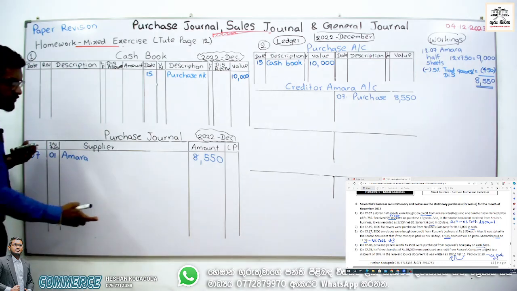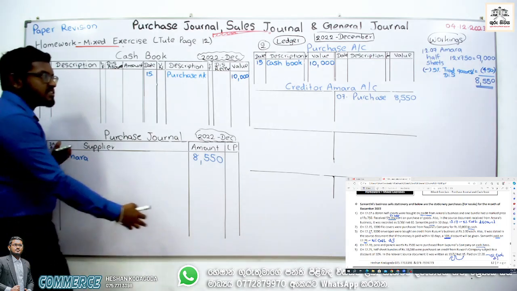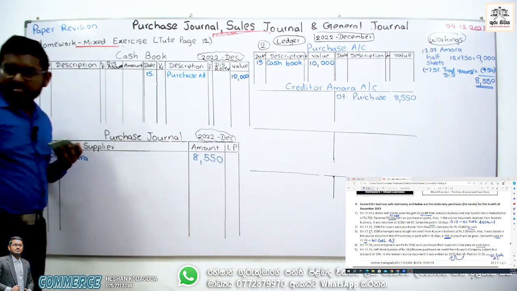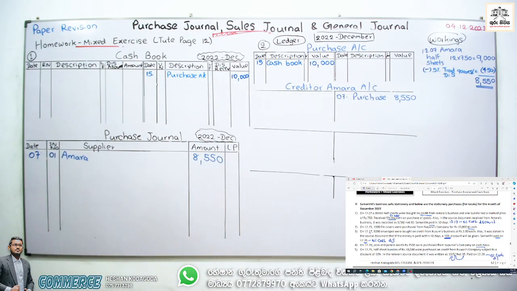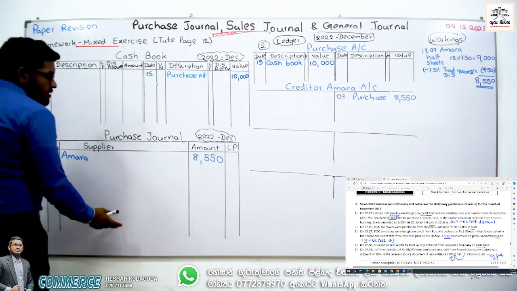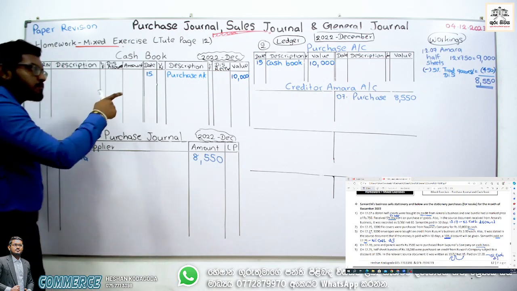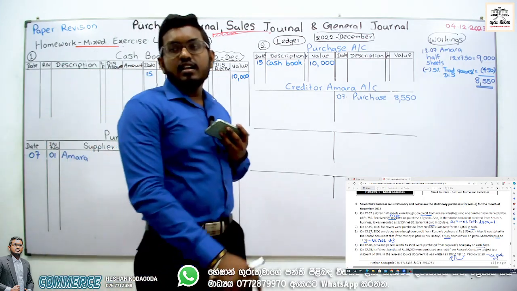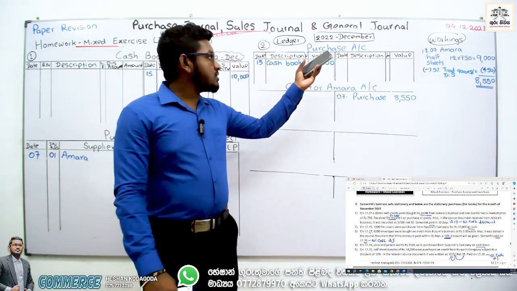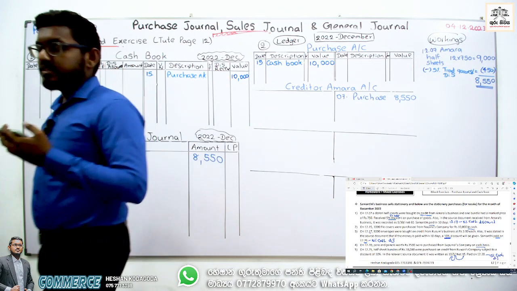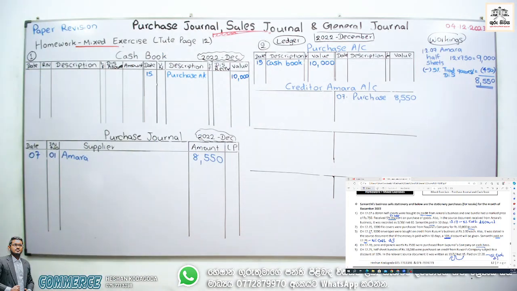But at the end of the month, we need to take the total of the purchase journal and debit the purchase, right? Since the purchase journal only performs the primary book function. But the cash book performs the primary book function plus the ledger account function. That's why we only need to record one transaction in the ledger, right? Okay. Now after that, we can move to December 17th, this one.